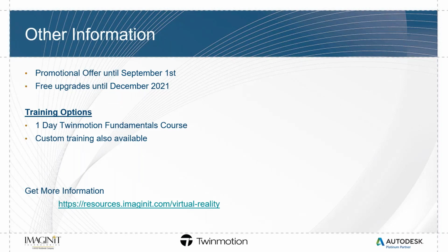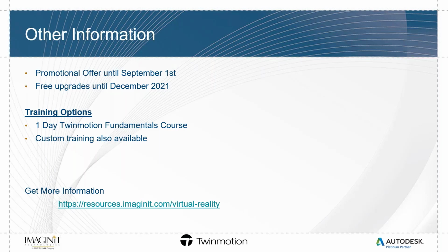Just some final information here, and we've got about 10 minutes for Q&A. So I'm sure most of you are wondering what the price is, and we can communicate that to you if you reach out to us, but there is a promotional offer running until September 1st for Twinmotion. That is a perpetual license, which means once you purchase Twinmotion, you own that. So it's a one-to-one standalone license.